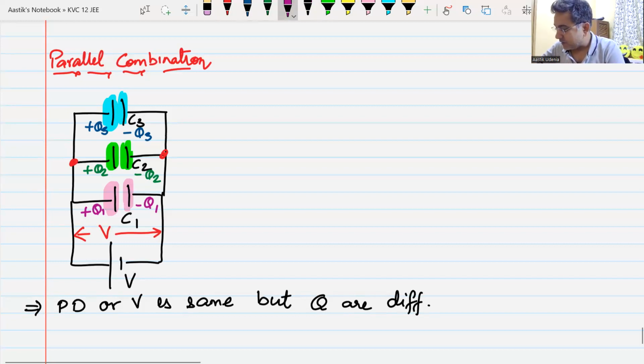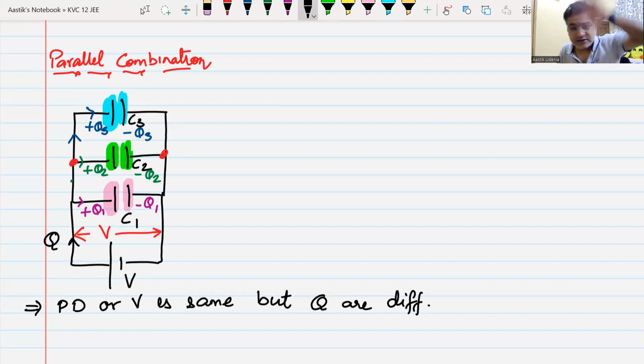So what I'm assuming here is charge is flowing like this. I hope you understand what I'm saying, that the charge is flowing. Now, the total charge that flows through the battery is not the same. In the first case, the same charge was flowing through everyone. Here, the charges are different.